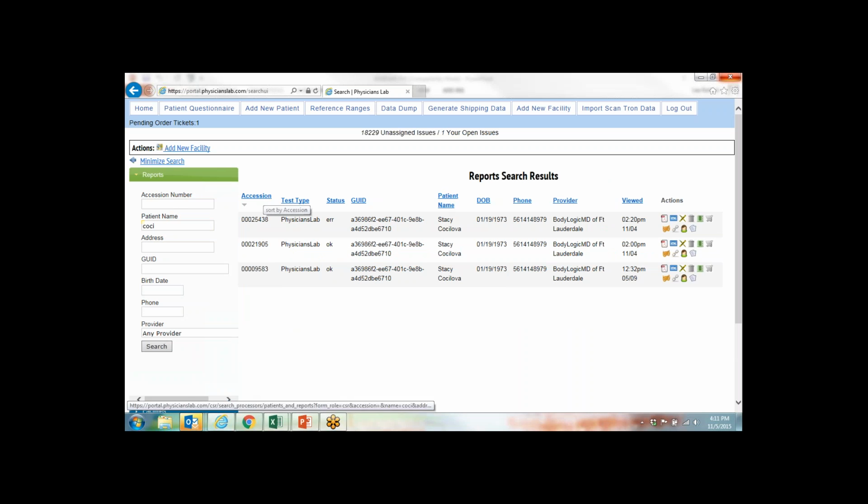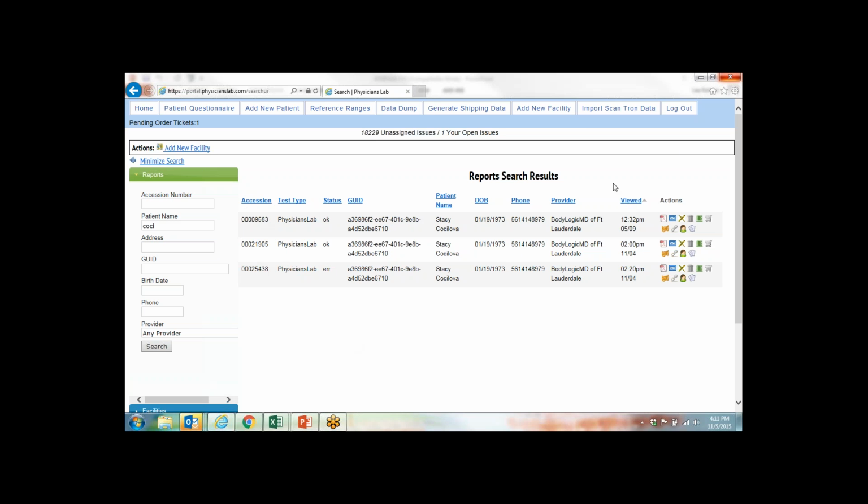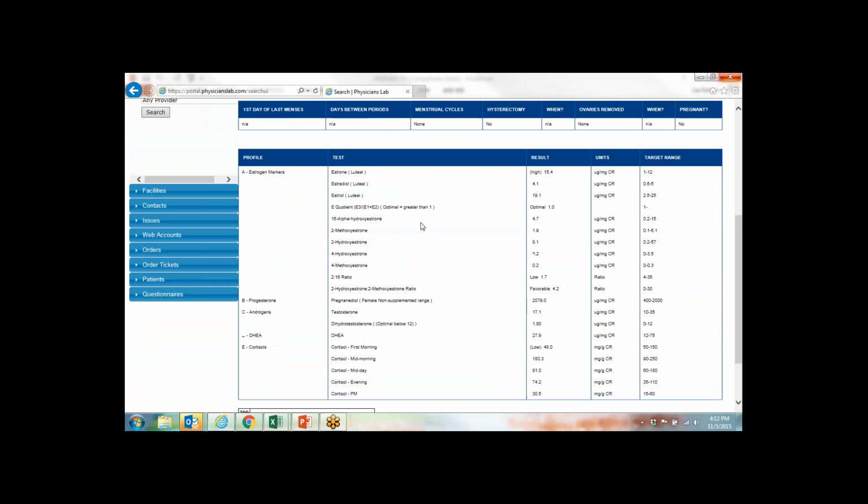So I can sort by a session number. If I click it once, the arrow goes from smallest to highest. If I click it again, it goes from larger number to smaller number. So all of these can be sorted just by clicking the link at the top of that column. So I'm going to dive into this report here, and let's take a look at this.